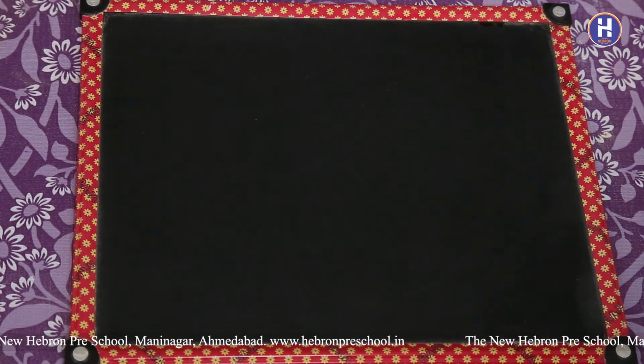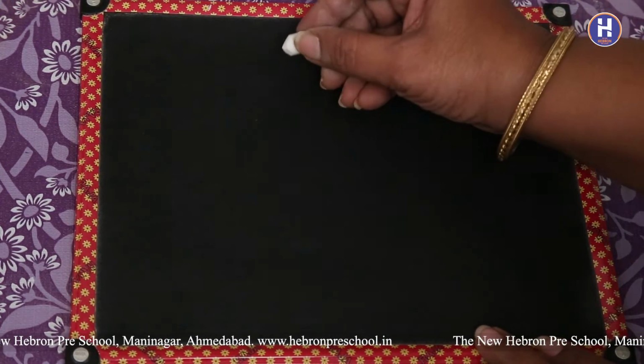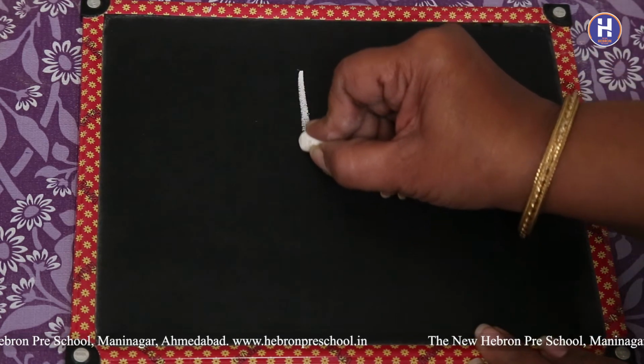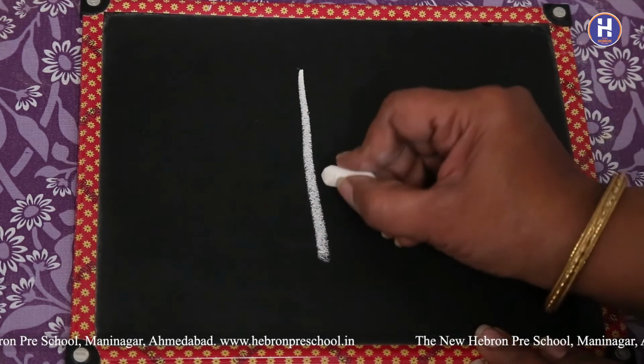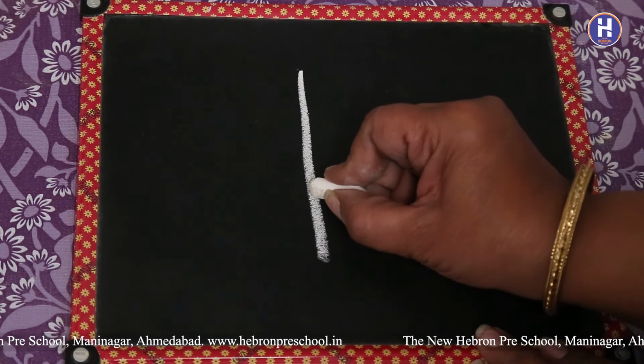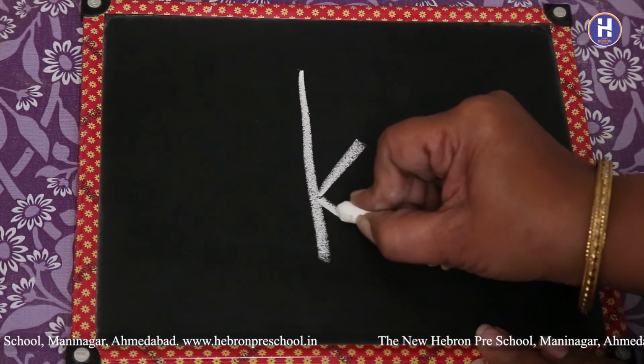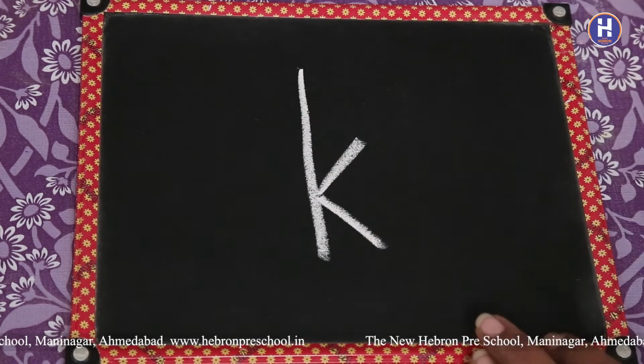Now we will write small K on the slate. First you have to make a standing line. Now you have to make two slanting lines. This is a small K.